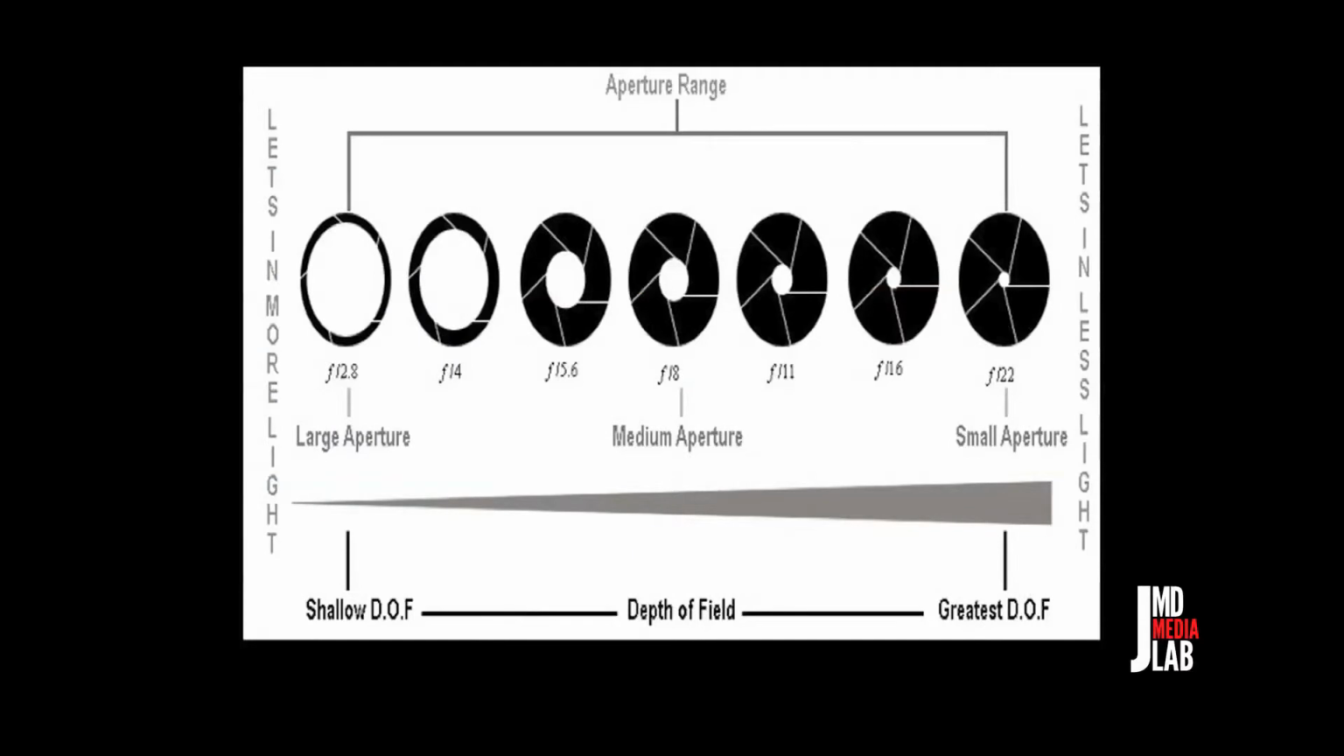So here's a chart just to give you some visual representation of how the aperture openings reflect to the numbers. And as you can see, the smaller number, f2.8, is producing a wider opening on our aperture ring, where f22, the bigger number, is creating a smaller opening.